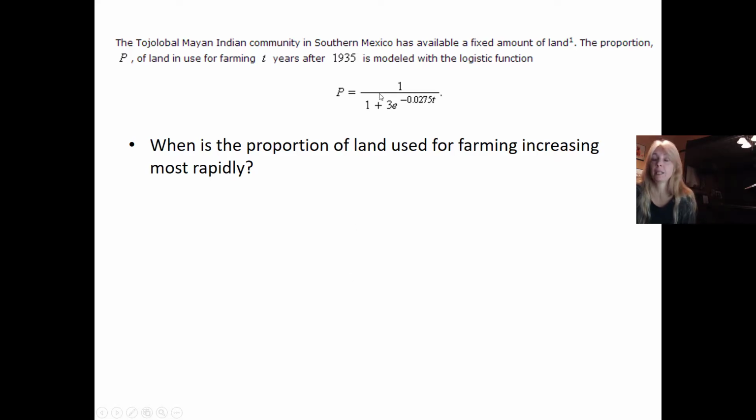The carrying capacity, L, divided by 2. So notice that's actually the 1/2, we get x equals 40. So 40 years later, we get 1975.